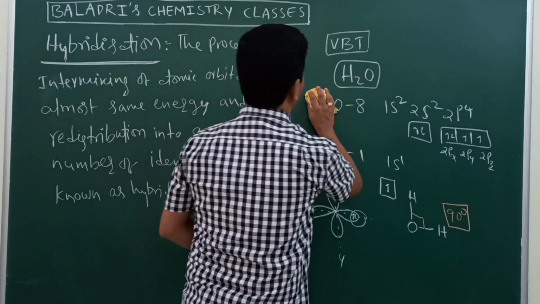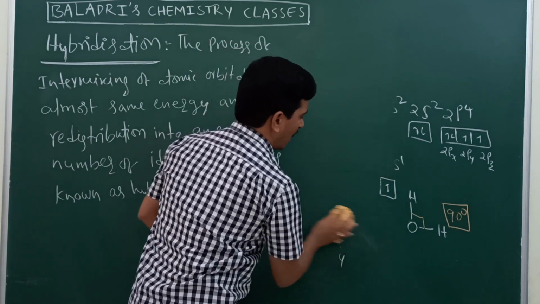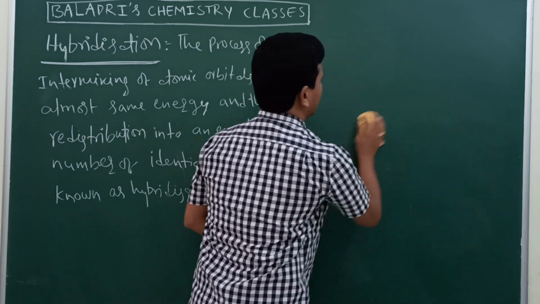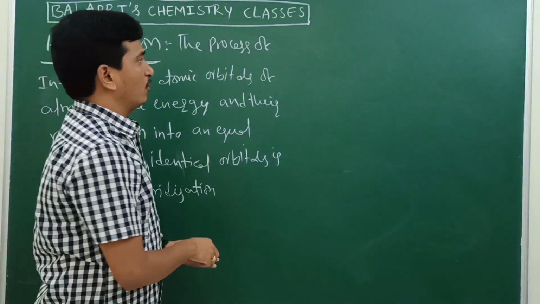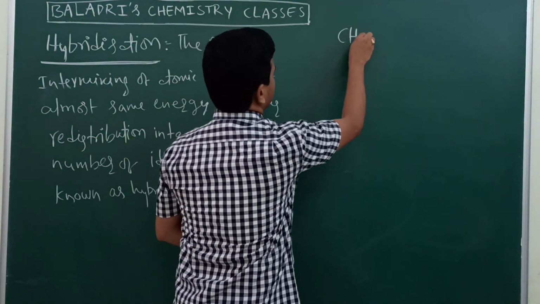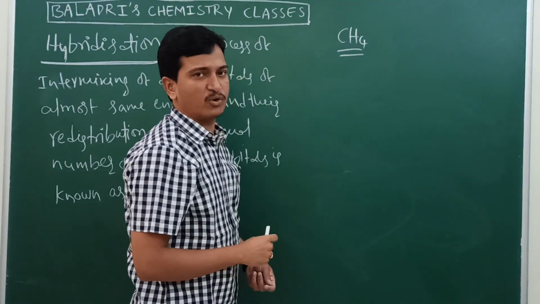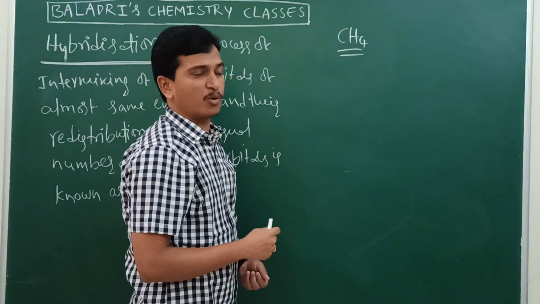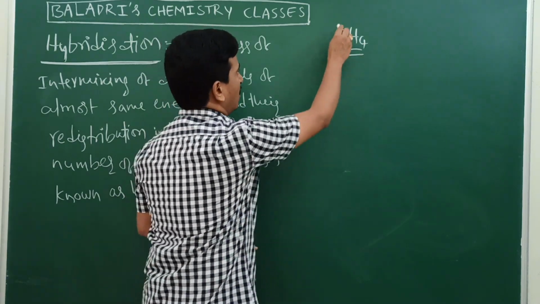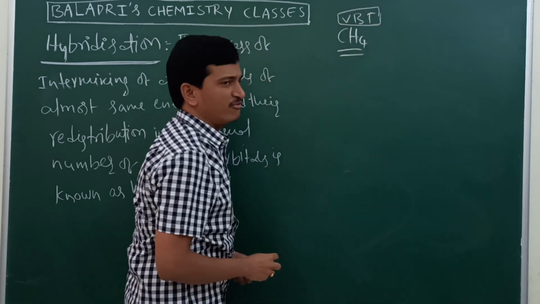Next, see the board, everyone. Here let me explain methane molecule formation according to valence bond theory. Methane is CH4, in which carbon forms bonds with 4 hydrogens. So in the methane molecule there are 4 bonds. How they are formed according to VBT, we will discuss.